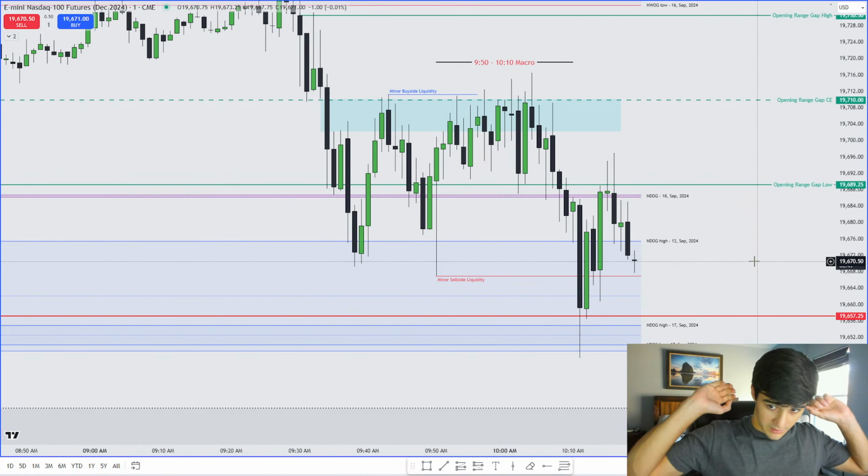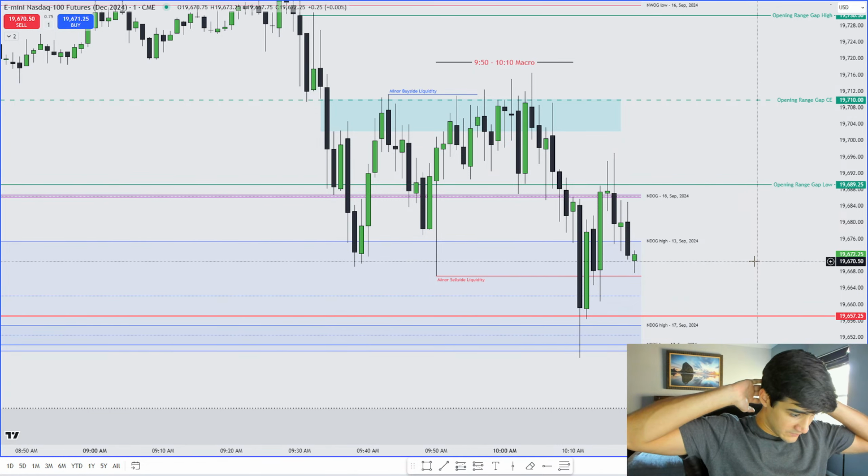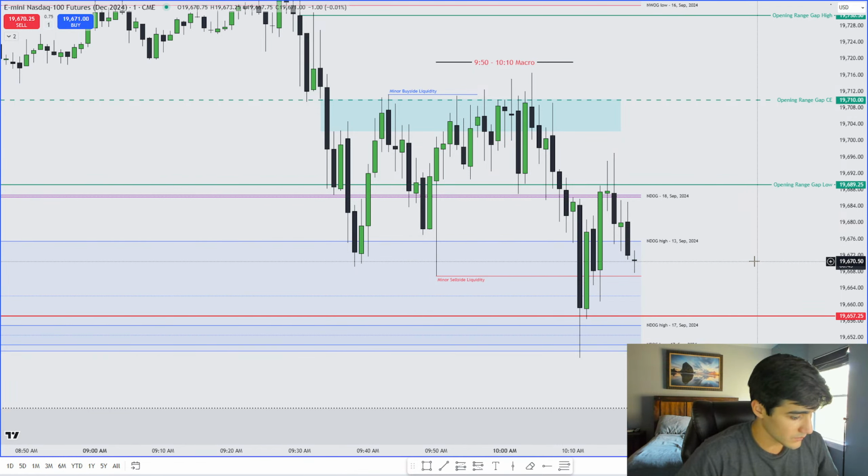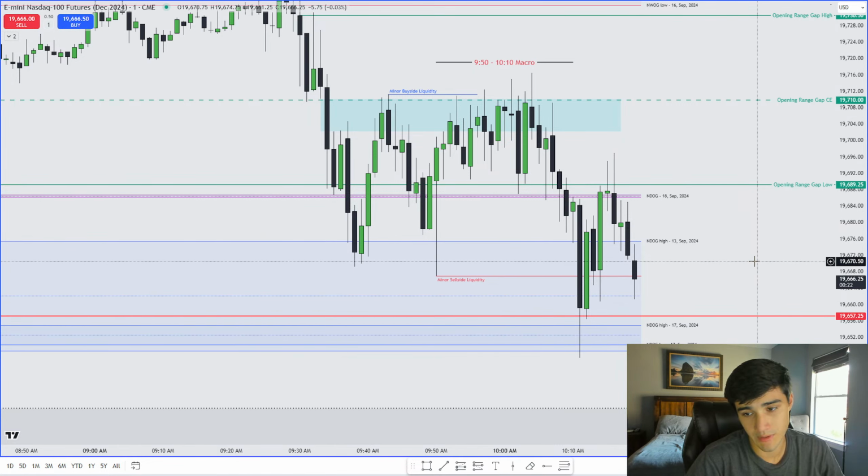So there's still nothing that I would like to trade off of. There's no separation in the ranges. It's just a lot of back and forth. A lot of very wicky price action. The conditions are muddy, dirty, ugly. You don't want to trade this. So it can do whatever it wants to do. I don't want to be involved.